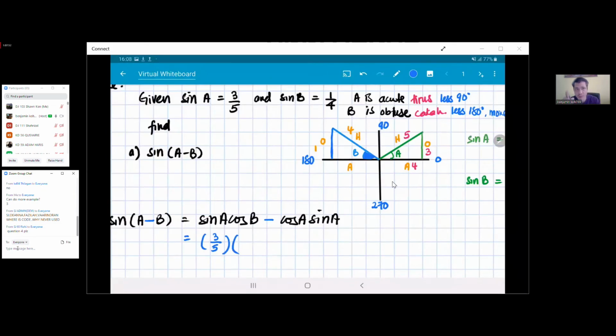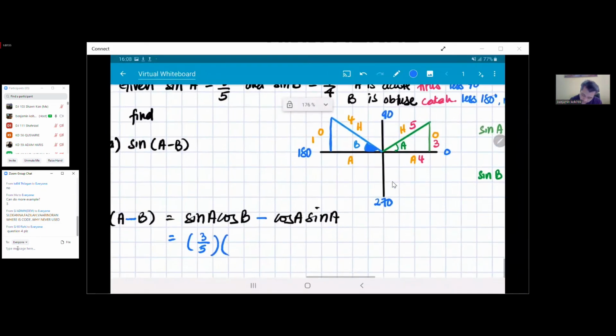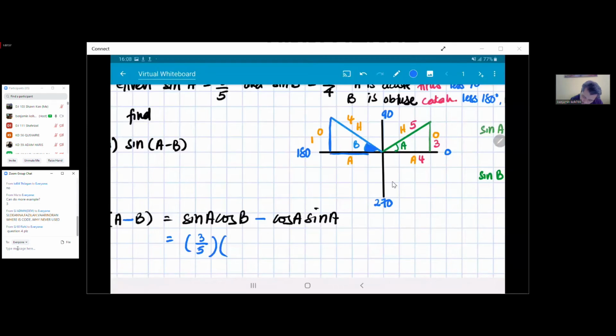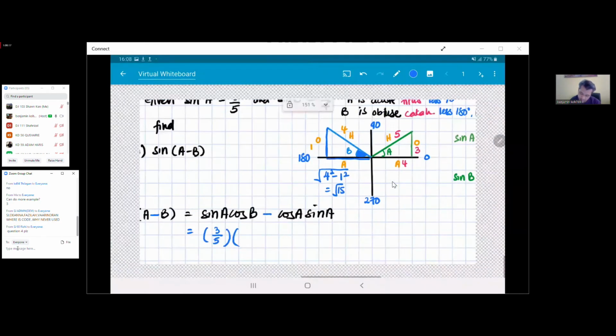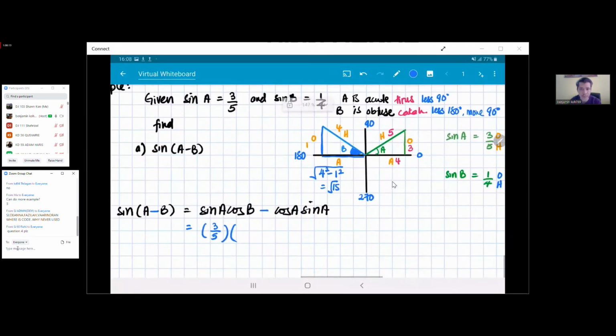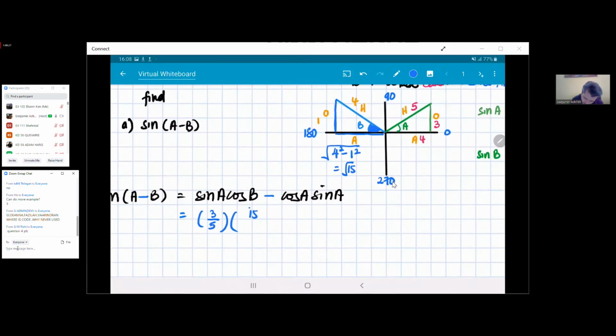So if you remember your Pythagoras formula, maksudnya panjang yang ni, this one here will be 4 square minus 1 square and square root. Do you remember your Pythagoras formula? Okay, 4 square is 16, 1 square is 1, so 16 minus 1 will give you 15. So yang ni ialah square root 15. That's your A. So from the blue triangle, B, so cos B ialah A dan H. So A ialah square root 15 over H ialah 4.